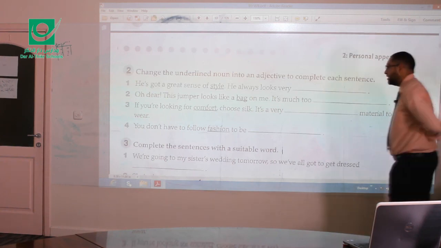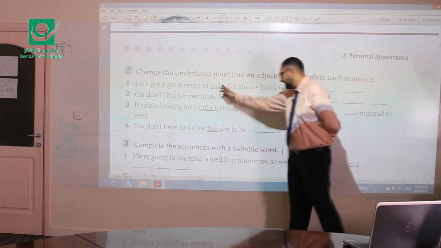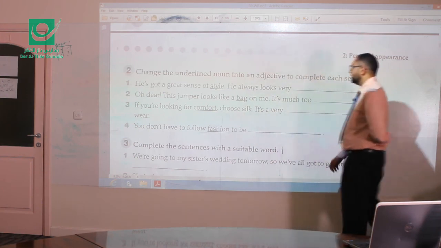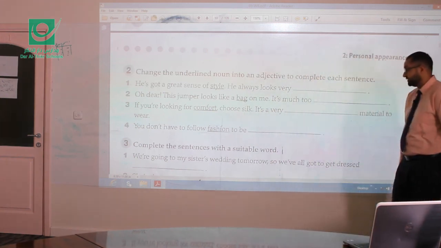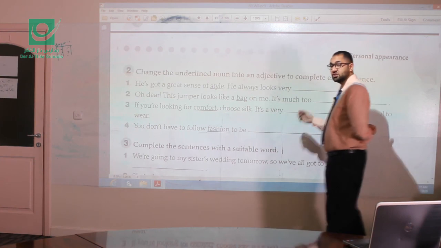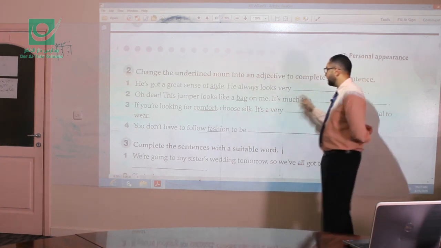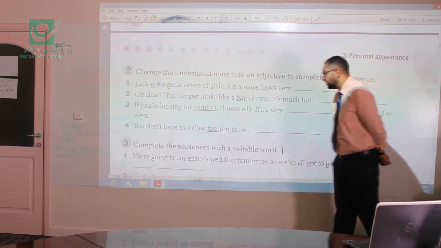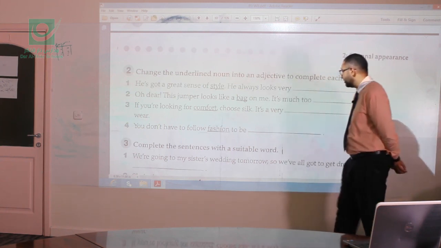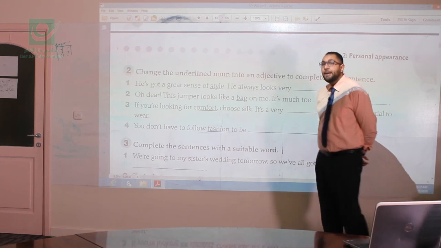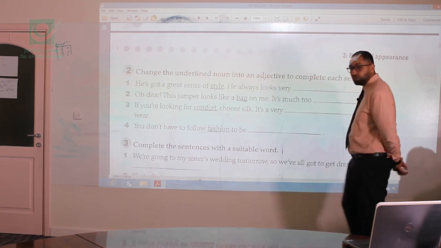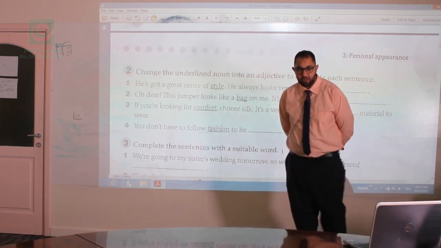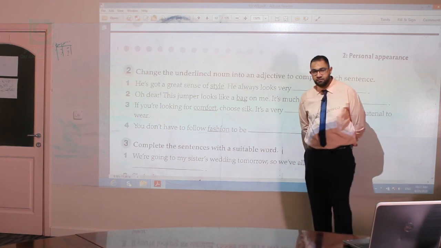Like this exercise number 2 on the upcoming page. Change the underlined words here from a noun into an adjective to complete each sentence. He's got a great sense of style, so he always looks very stylish. Oh dear, this jumper looks like a bag on me. It's much too baggy. So you will go with the rest of them, and this would be the end of our lesson today.